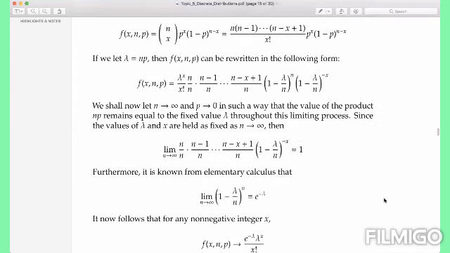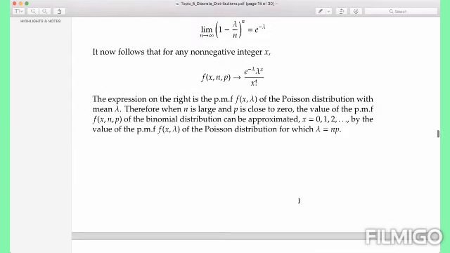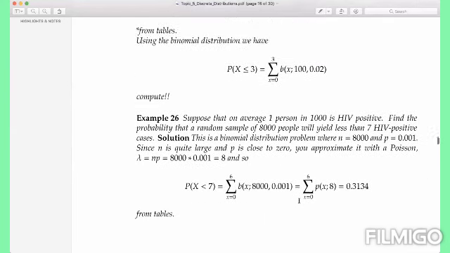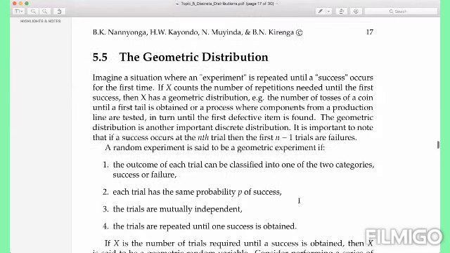We also use some bits of elementary calculus, this result somewhere, and then we are able to see how we can approximate a binomial using a Poisson. So look at that example.